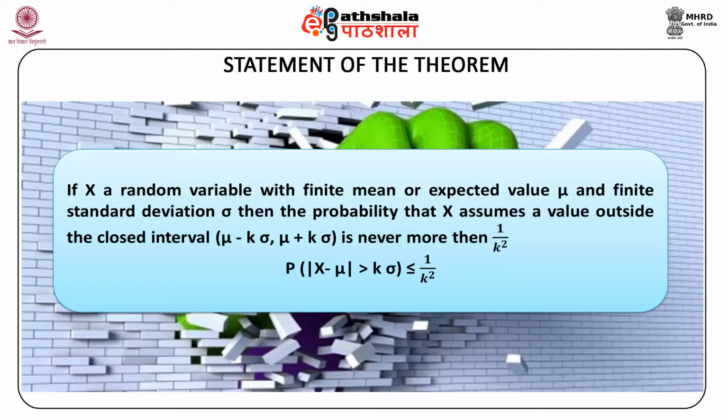That is, the probability of modulus of x minus mu being greater than k sigma is less than or equal to 1 upon k square. In other words, the theorem asserts that the probability that a random variable x will deviate absolutely from its mean by k sigma will always be less than or equal to 1 upon k square.